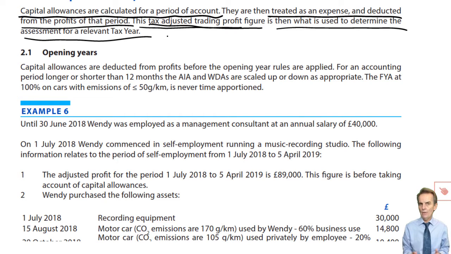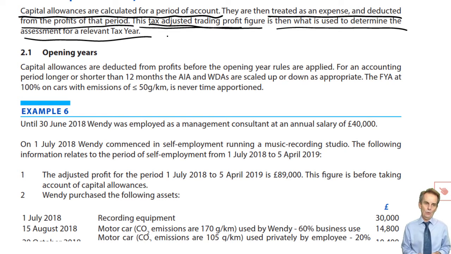Is it a level of emissions between 51 grams and up to 110 grams per kilometre that would attract the higher level of WDA at 18%? Or is it more than 110 grams per kilometre and therefore attracts only an 8% WDA?